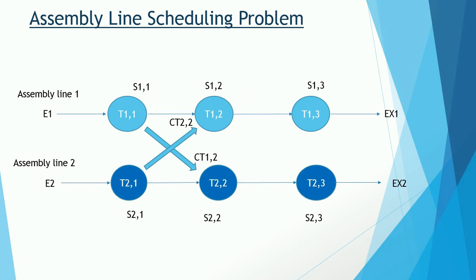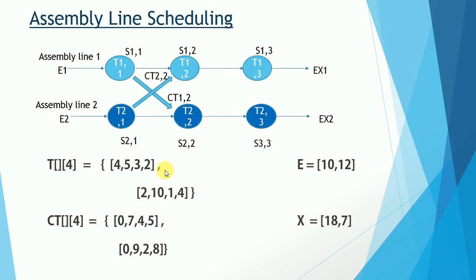Now let's check how this problem is going to be presented to you in the interviews. This is the way the problem will be presented to you in the form of two-dimensional arrays and one-dimensional arrays. The first two-dimensional array, which is denoted by T, represents the time taken at each of the stations in the two assembly lines. There are 4 stations in this particular problem. The first row indicates the time taken at each of the 4 stations in assembly line 1.